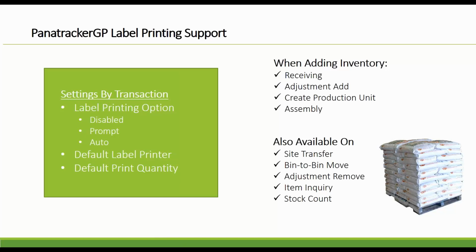Movement of inventory such as site transfers or bin moves can be used if perhaps at the time inventory is added to a pallet or removed from a pallet. Panatrack can print barcodes throughout the warehouse steps, allowing you to make sure your product is always properly labeled, always properly tracked.